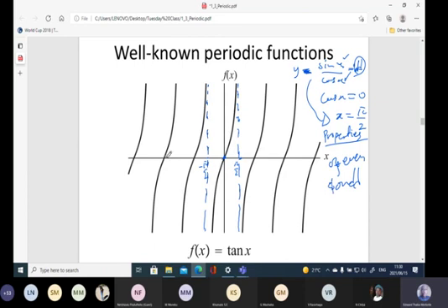So my conclusion here, based on the graph, is that f(x) = tan x is an odd function. I take my decision based on the graph. The graph between minus π over 2 and π over 2 is symmetrical about the origin.